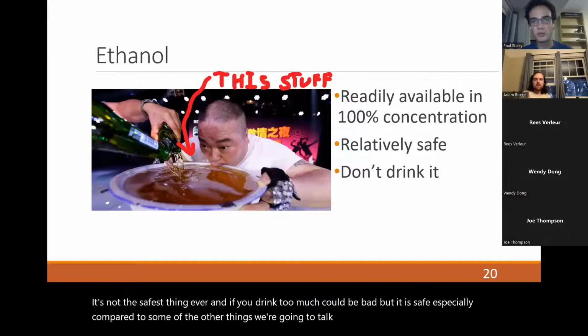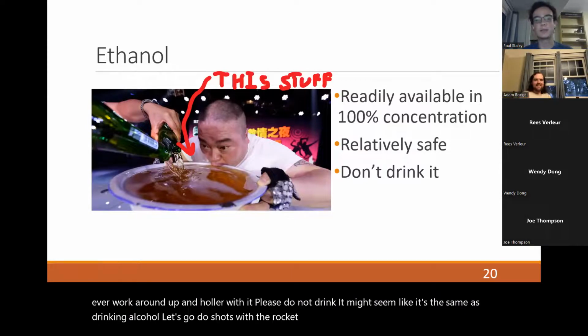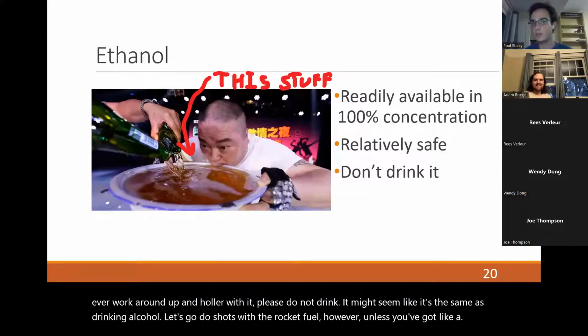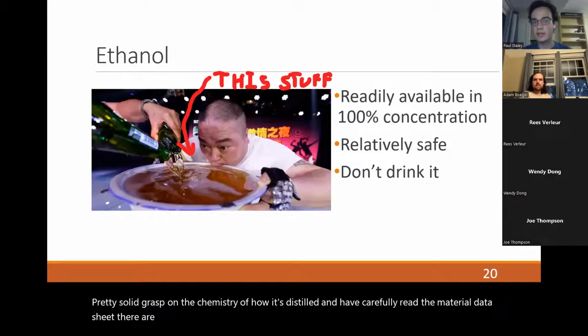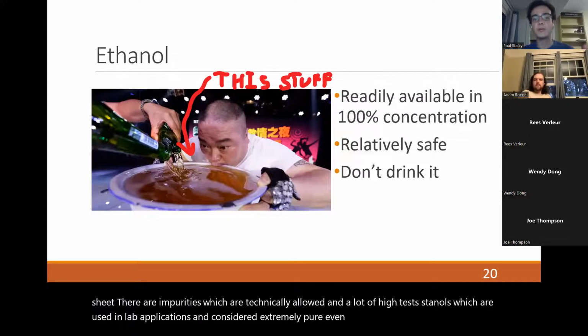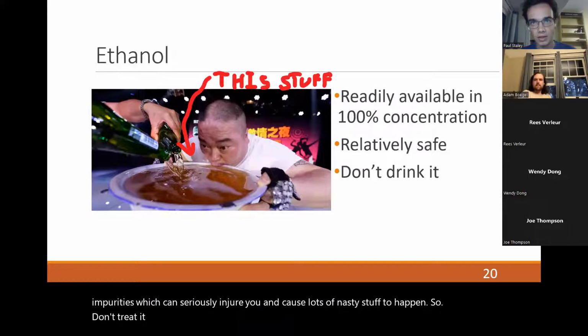And I do want to note, if you ever work around ethanol or with it, please do not drink it. It might seem like, oh, it's the same as drinking alcohol. Let's go do shots of the rocket fuel. However, unless you've got a pretty solid grasp on the chemistry of how it's distilled and have carefully read the material data sheet, there are impurities which are technically allowed in a lot of high test ethanols, which are used in lab applications and considered extremely pure, even medical grade, that have impurities which can seriously injure you and cause lots of nasty stuff to happen. So don't treat it like drinking alcohol unless you know a lot about the underlying stuff that goes into it.